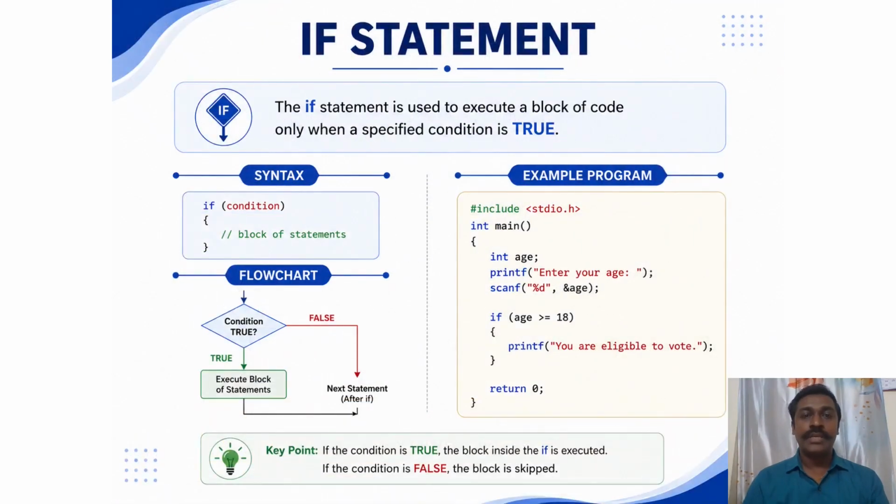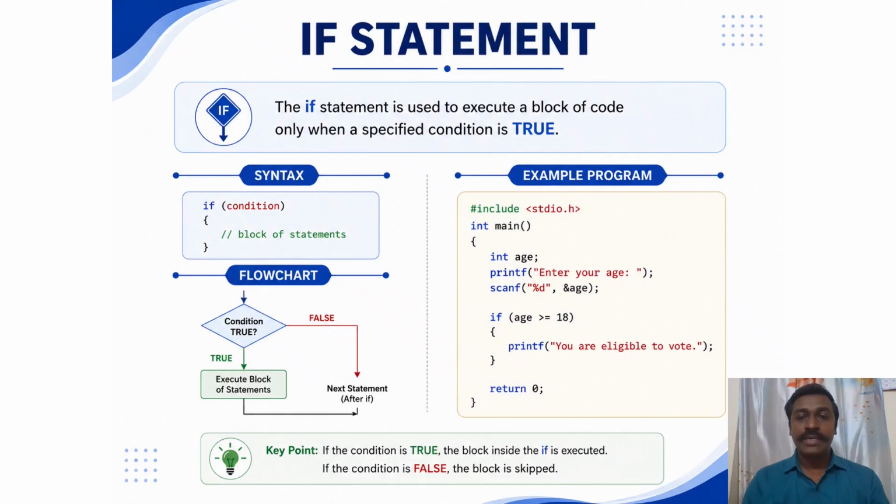The first one is the if statement. The if statement is used to execute a block of code only when a specified condition is true. The syntax is: if, in brackets the condition, then you open the braces, write the block of statements which is supposed to be executed, then close the braces.